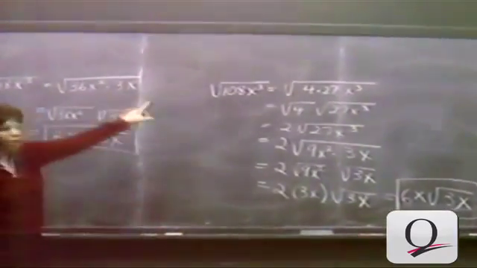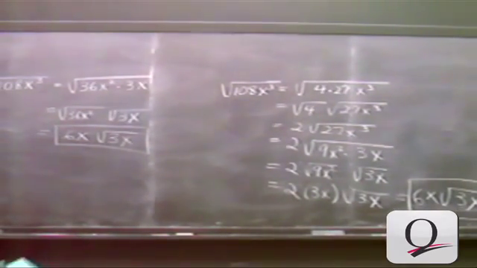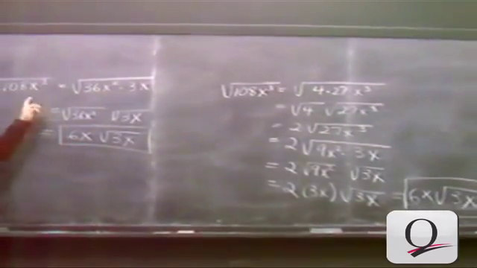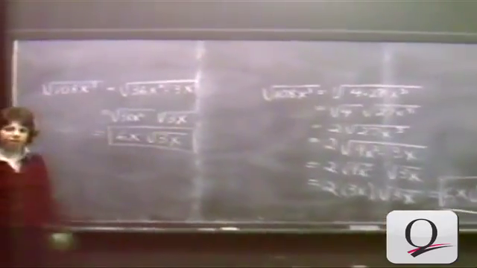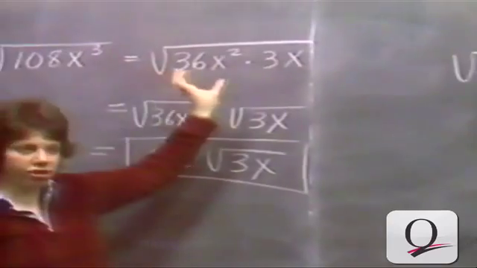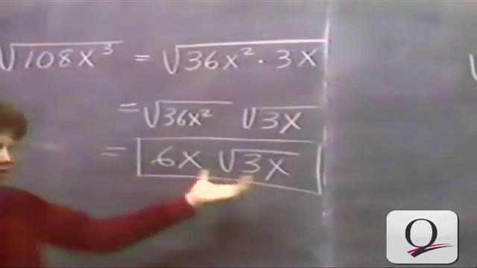Okay, so we've done the same problem in 2 ways. We've gotten the same answer. If you're able to pull out the 36x squared on the first step, fine. This is what we did here. We noticed that the largest perfect square factor was 36x squared. We were left with the 3x. We broke it up. We got the answer right away.